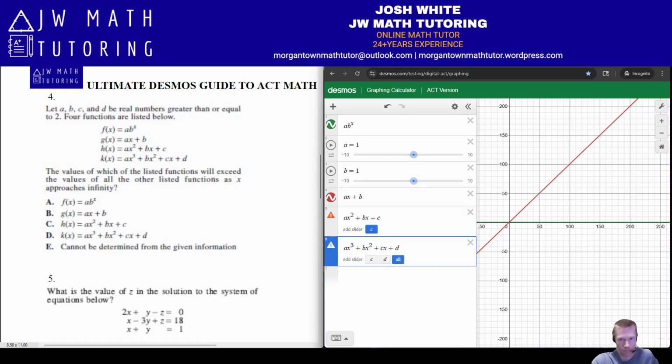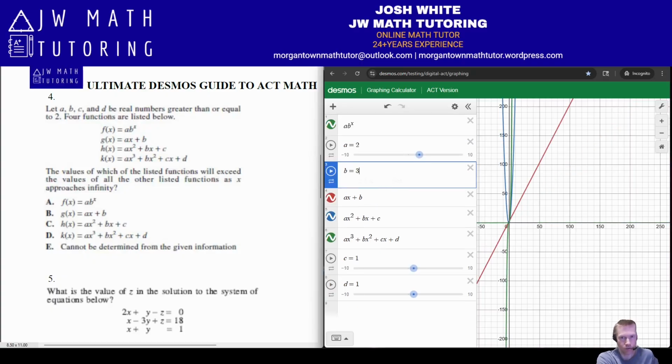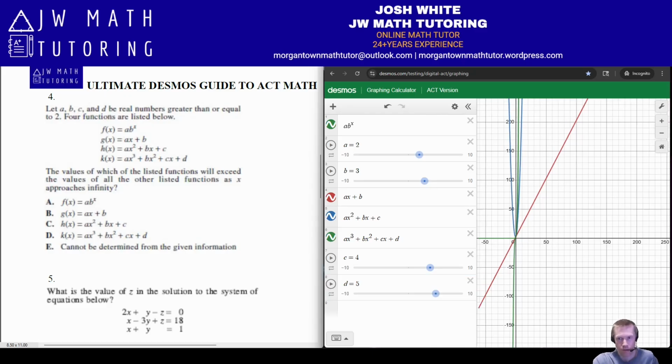Cx plus t. Okay. So first, let's add some sliders. It tells us that a, b, c, and d are all real numbers greater than or equal to 2. So whatever. Let's say this to 2, this to 3, this to 4, this to 5. Okay.